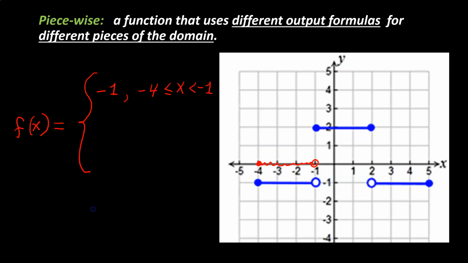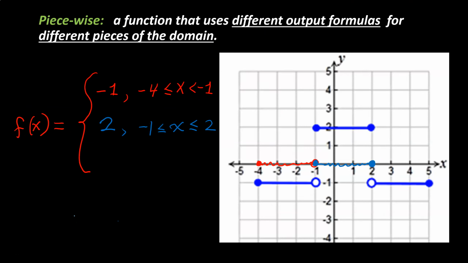Now the second piece of your function goes from -1, closed interval, to closed interval 2, right? -1 to 2. So the second piece is a constant function as well, and that is defined as f of x is equal to 2, when x is in between -1 and 2, including the endpoint. So two pieces so far.